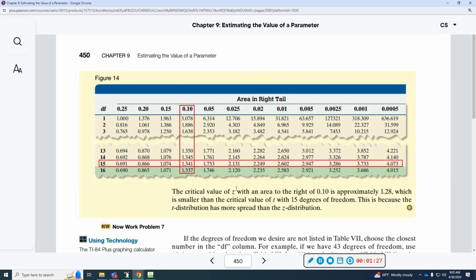So the Z value is the smaller one, and then we have this value which is greater. Notice what happens as the degrees of freedom decrease. As my degrees of freedom get smaller, my critical value is getting bigger. When I have 1 degree of freedom, it's a really big number. So a larger degree of freedom gives me a smaller critical value. A small degree of freedom gives me a large critical value.